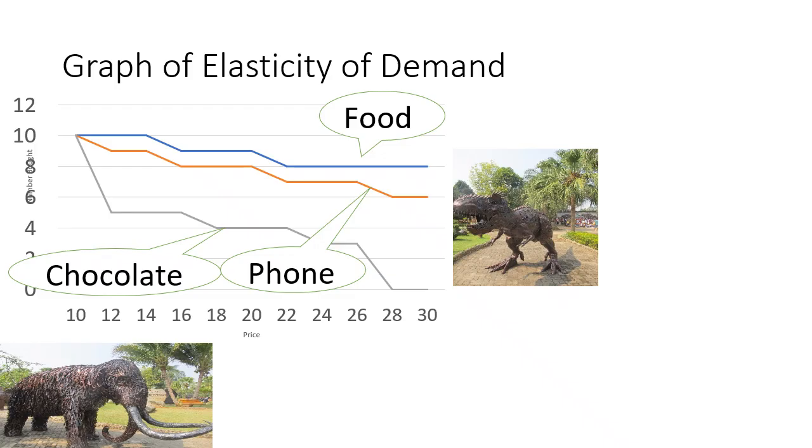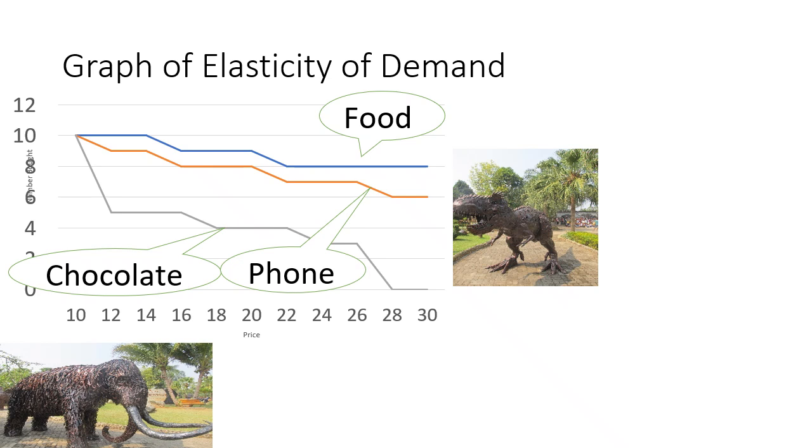So here's a graph of elasticity of demand. Along the bottom, from 10 to 30, we have the price. On the other axis, from 0 to 12, we have the number that are bought. We have three lines. The top one, the blue one, is for food. The middle one, the orange one, is for your phone. And the bottom one is for chocolate. You can see they all start at the same point where you are buying 10.